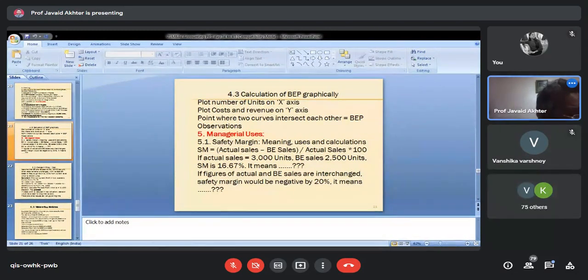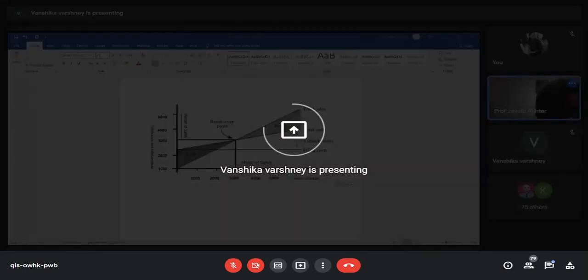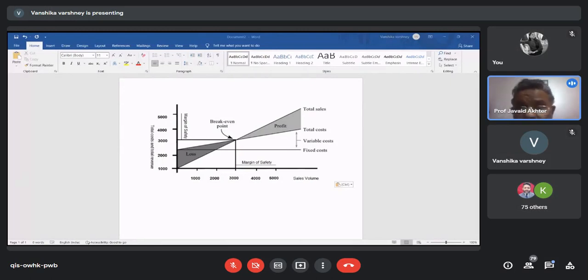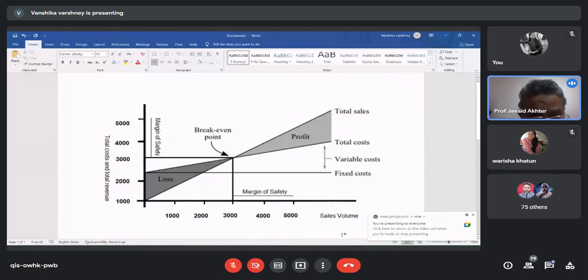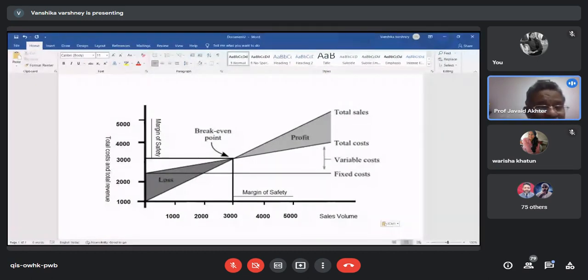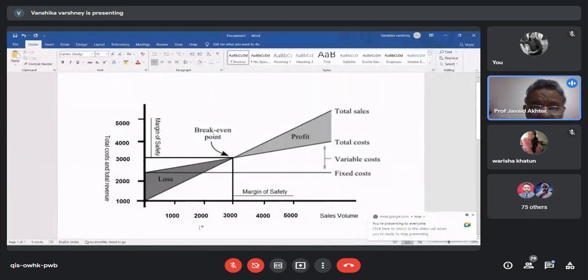Just one second, let the graph be posted. Sir, I can share if you want. Anything will do. Do that. All right, good. Who has shared it? Vanshika, sir. Okay, doesn't matter.